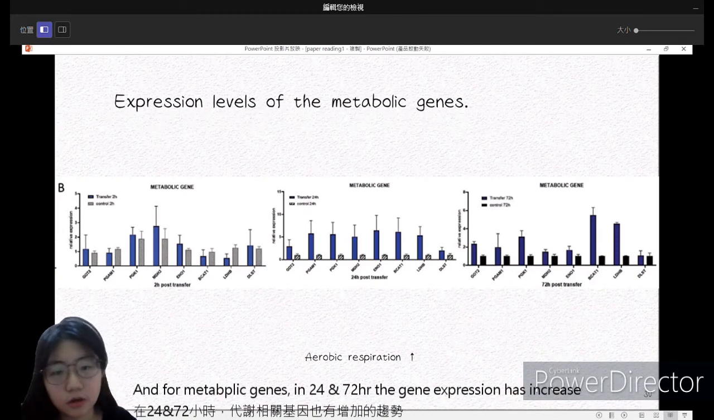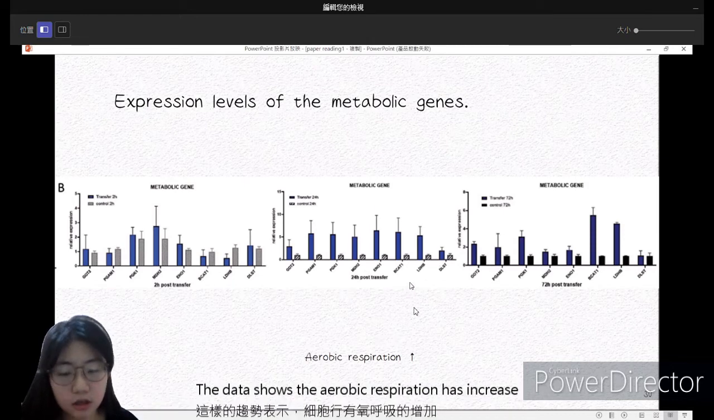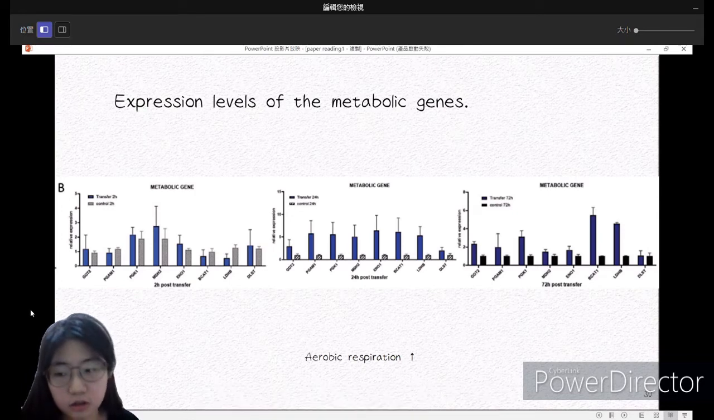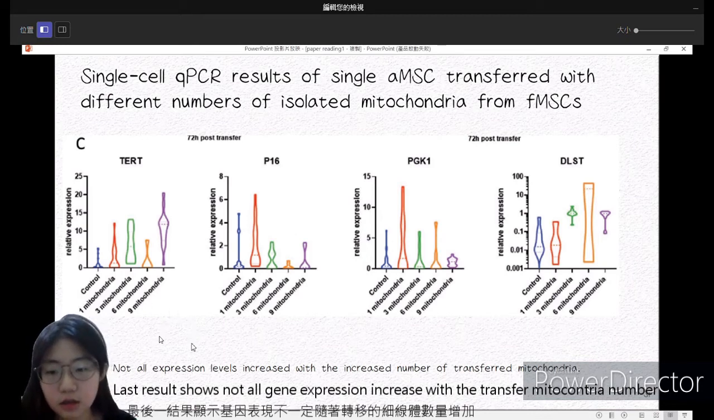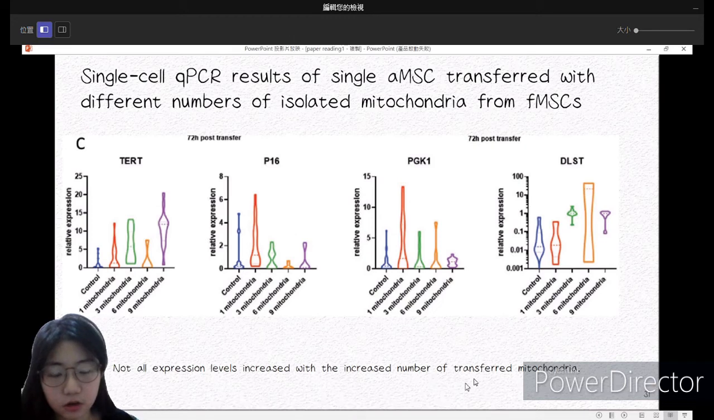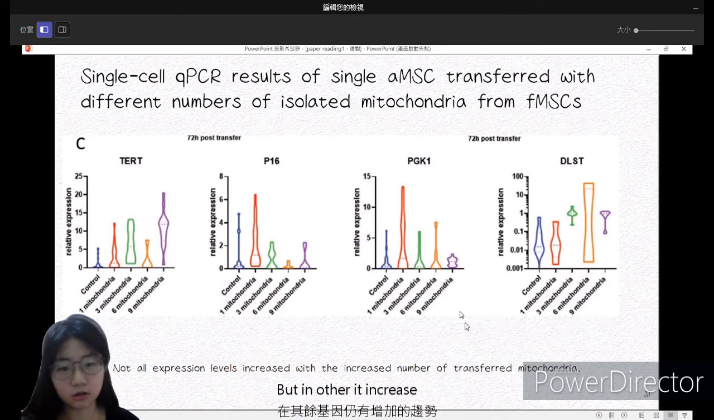And for metabolic genes, at 24 hours and 72 hours, the genes were increased. The data shows that the aerobic respiration has increased too. It's better for the cells. And that's the result shown over here. We could see that not every gene expression level increases with the number of transferred mitochondria, especially the PGK1, but in others it increases.